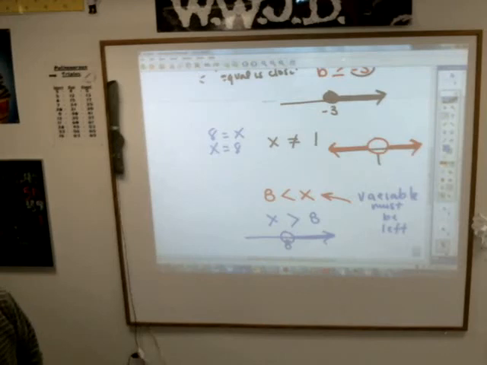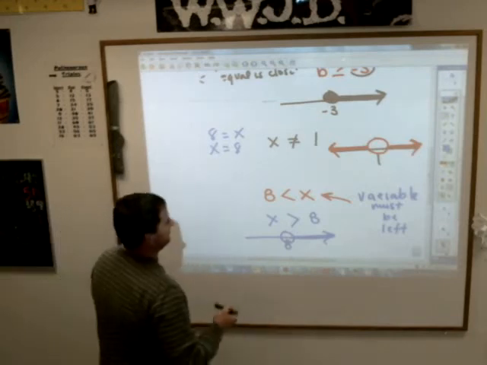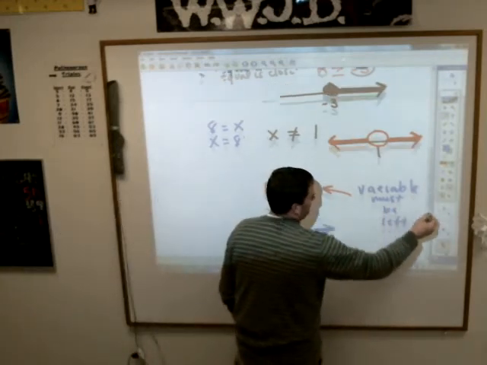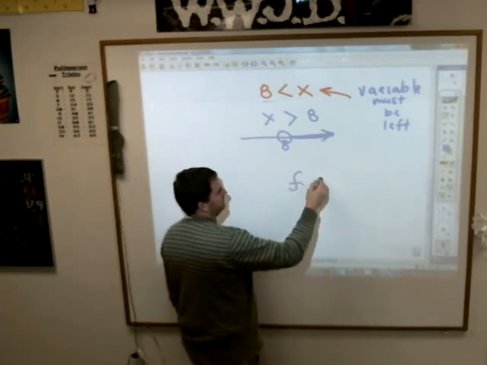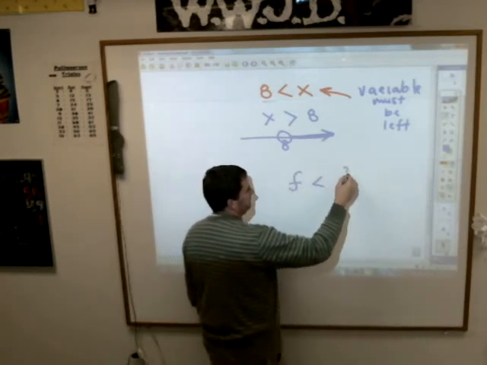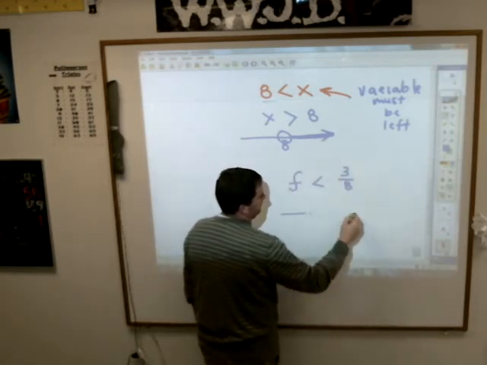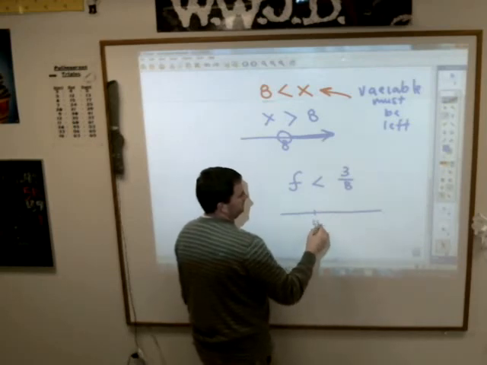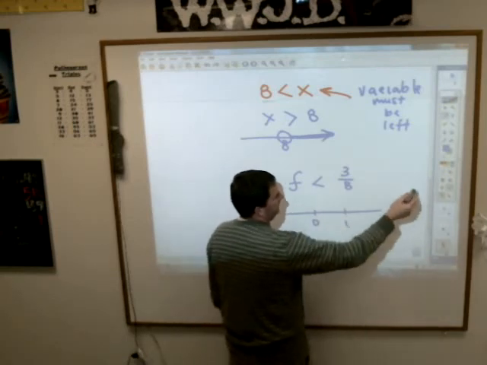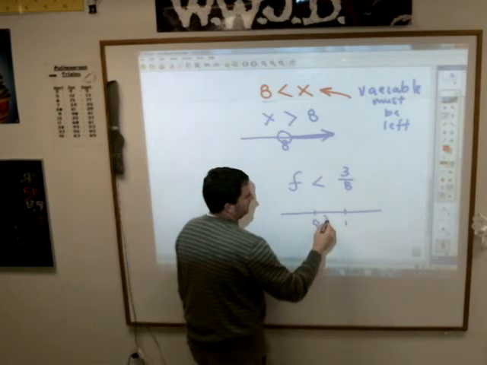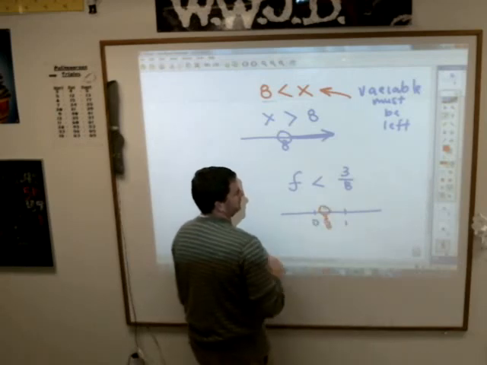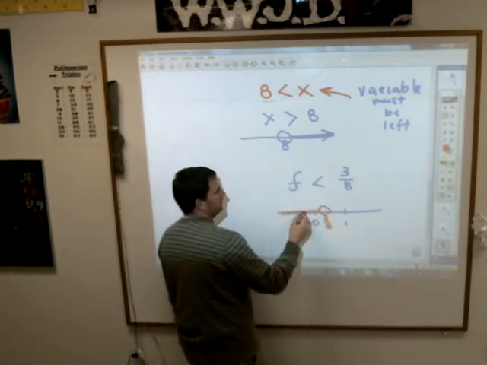They do give you fractions. Will that cause you any trouble? That doesn't really matter. If they give you something like this, f is less than 3/8, it doesn't really matter to me. Just you might want to put a 0 and a 1 there, and then just pick a spot for 3/8 to be. Stick a 3/8 right here, and put your circle there, and go this way.